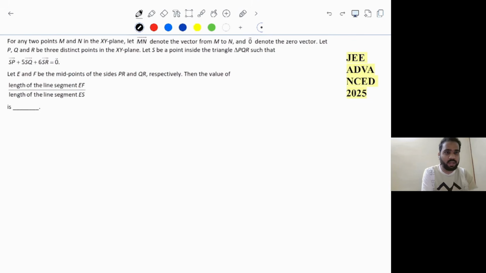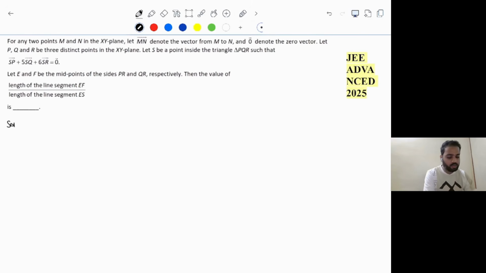Now this is a question from JEE Advanced 2025, last year advanced paper, and let's read it. For any 2 points M and N in the xy plane, let MN bar denote the vector from M to N, and 0 bar denotes the 0 vector. So basically, they are giving you the definition of a vector. Let P, Q, R be three distinct points in the xy plane, and let S be the point inside the triangle PQR such that SP bar plus 5 into SQ bar plus 6 into SR bar is equal to 0 bar. Okay. So let's try to interpret from this first of all, then we'll go to the next part of this question.